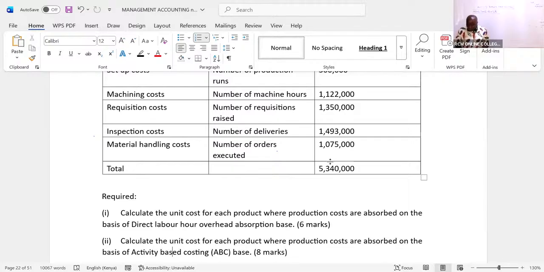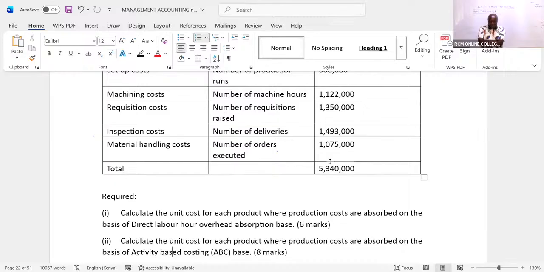Before I go to number 2, when you read number 1, where they want us to calculate the unit cost for each product, where production costs are absorbed on the basis of direct labor hour overhead base, which method are they talking about here? Traditional method. Because the traditional method is the only one which makes use of what here? One factor. And the factor in this case is direct labor hour.